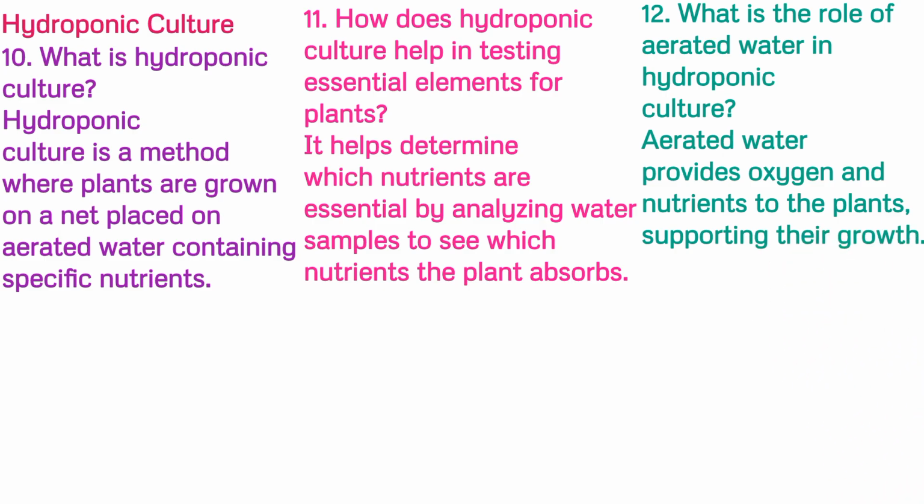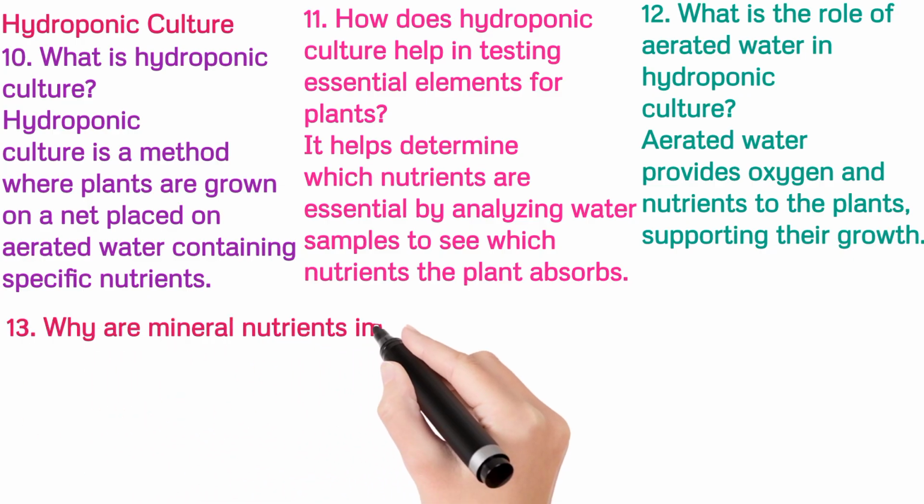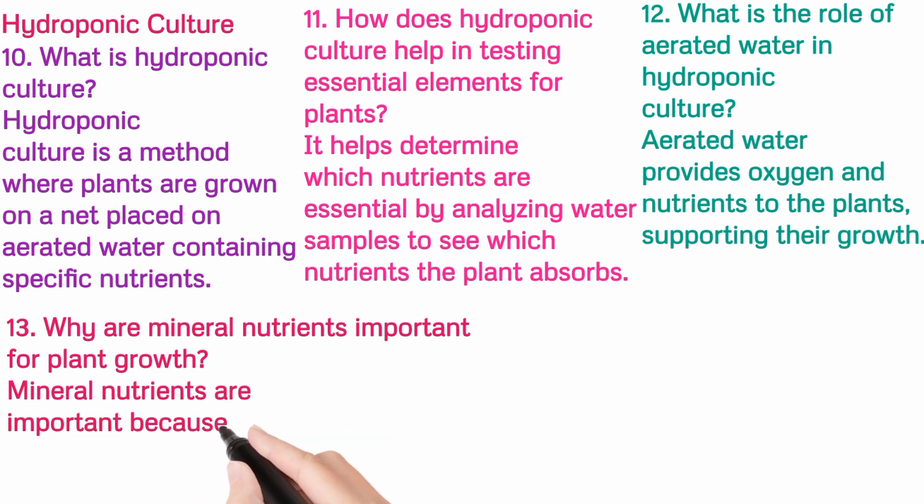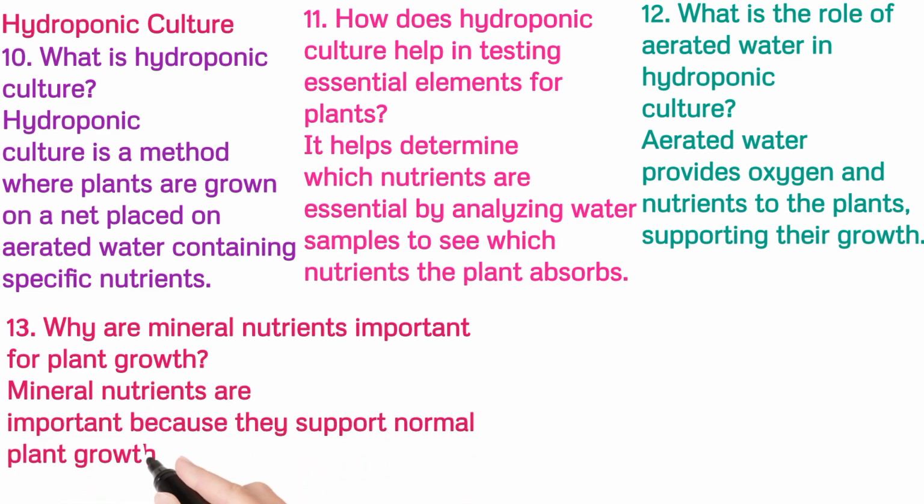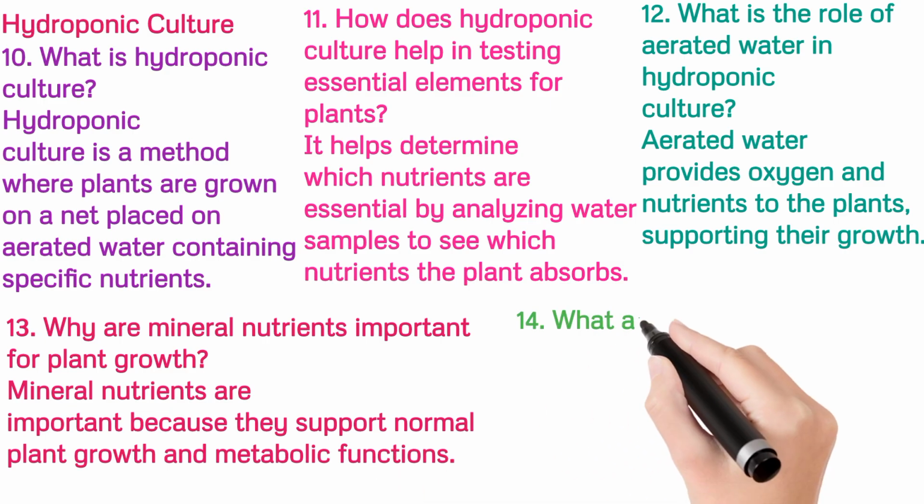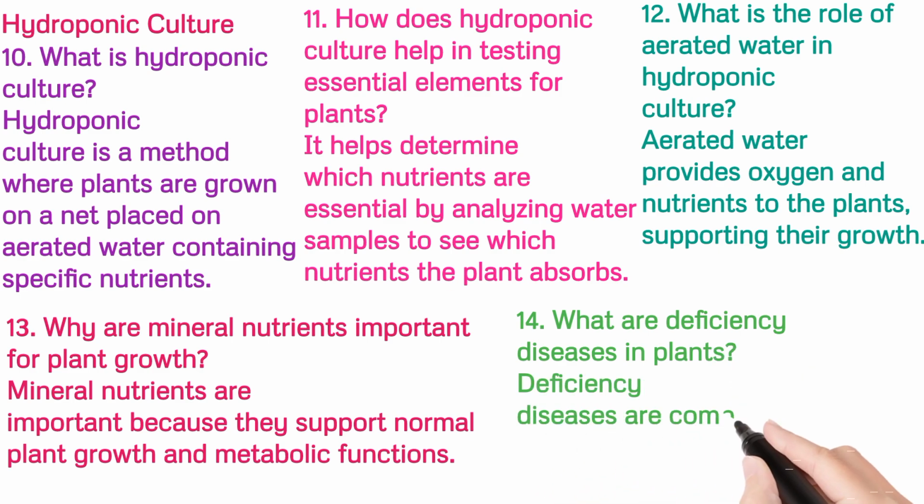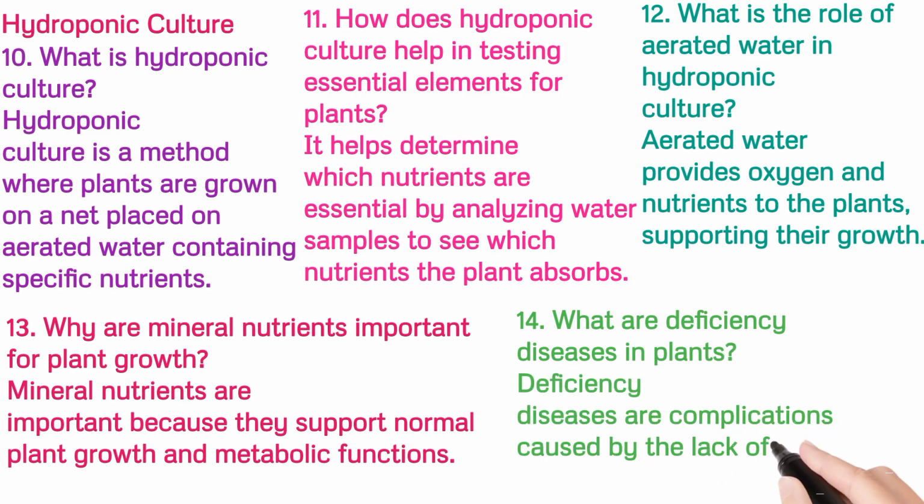Role of plant nutrients. 13. Why are mineral nutrients important for plant growth? Mineral nutrients are important because they support normal plant growth and metabolic functions. 14. What are deficiency diseases in plants? Deficiency diseases are complications caused by the lack of essential nutrients in plants.